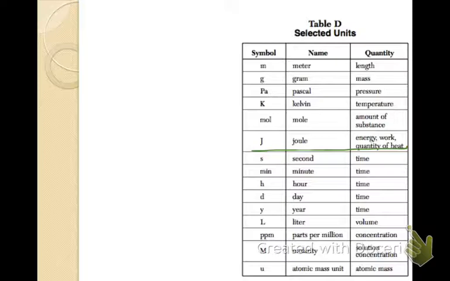J, as we saw, is joules. s is seconds. min is minutes. h is hours. d is days. y is years. Capital L is liters. ppm, parts per million, that means concentration. Capital M means molarity. And a little u stands for atomic mass units. So that's just showing you some of the units that you might use.